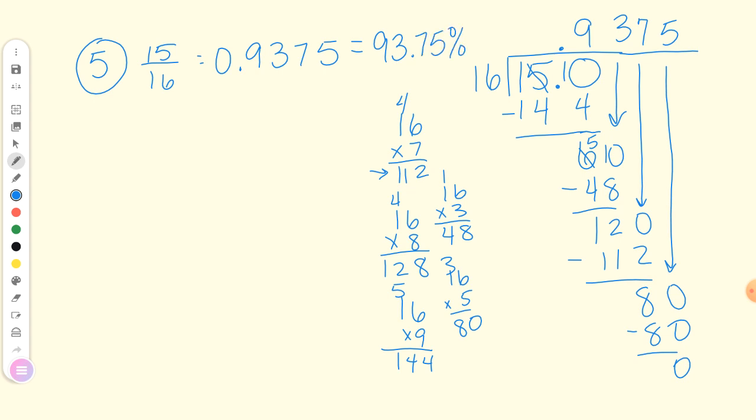93.75%. Okay, I agree. That one was a hard one because it was longer. Okay, and really it wasn't that it was super hard. It was just long, and you guys don't like long. You like quick and easy, and they're not all quick and easy.